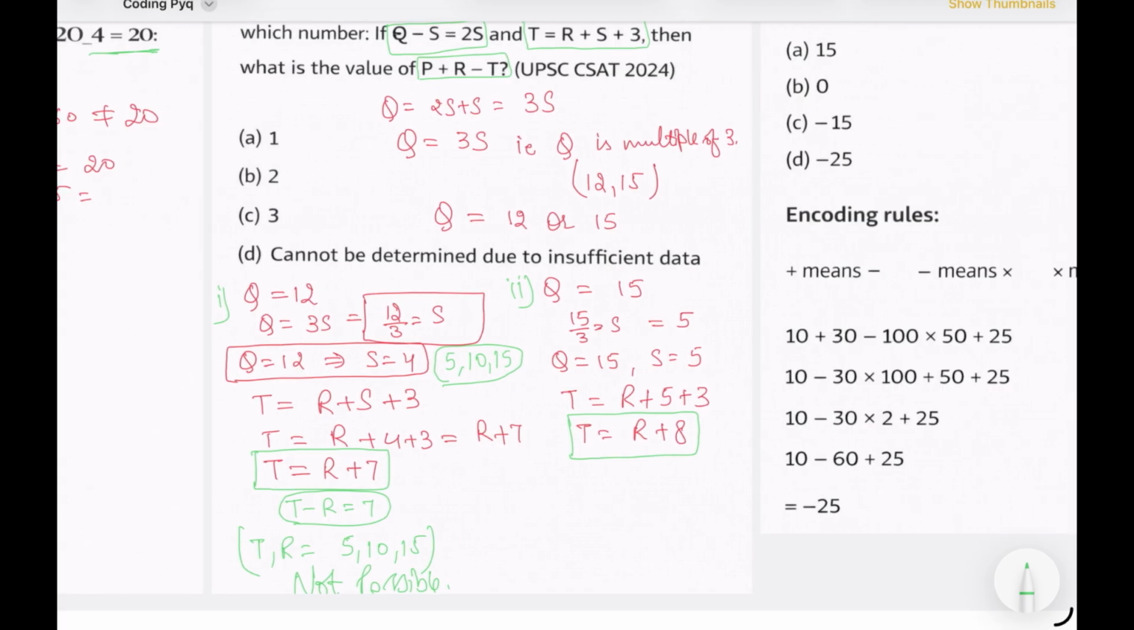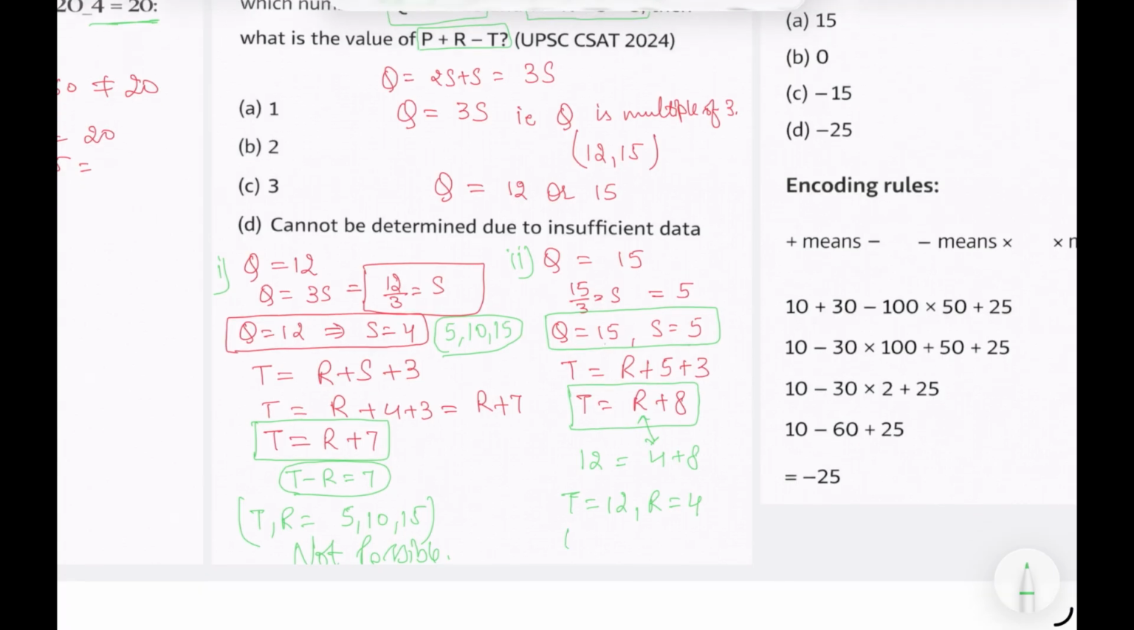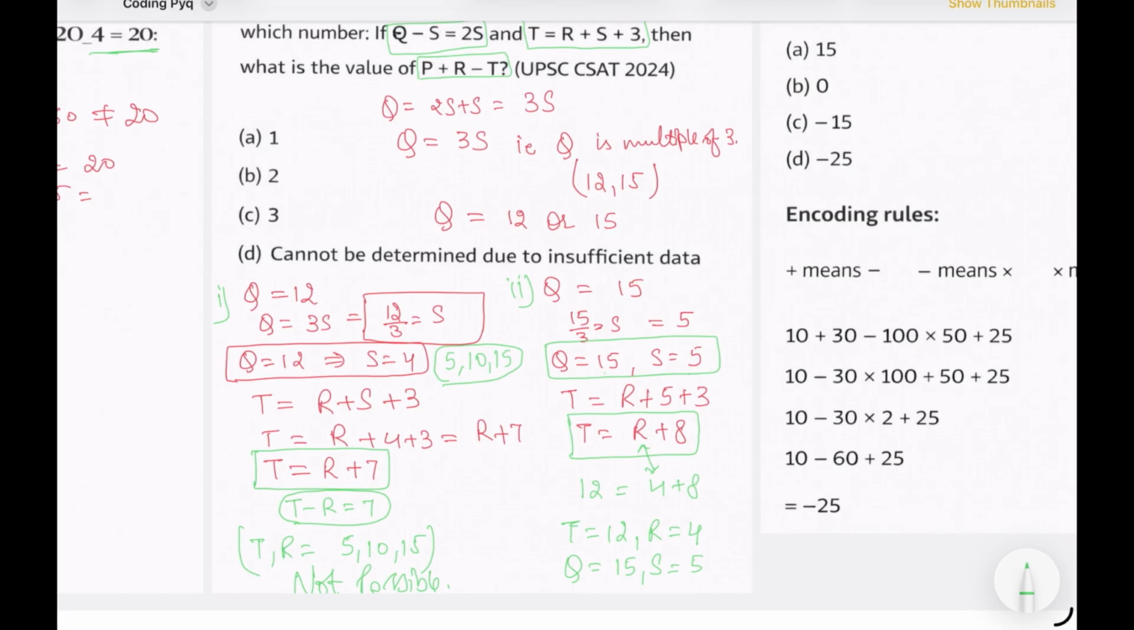In the second case, we have Q is equal to 15 and S is equal to 5 and T is equal to R plus 8. So only 12 can be equal to 4 plus 8, which means R is equal to 4. Only possibility: T will be 12 and R will be 4. If T is 12, R is 4, Q is 15 and S is 5, the remaining term, that is P, will be 10.